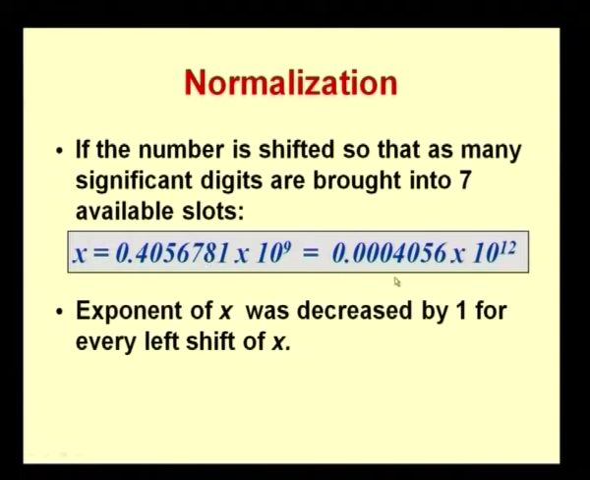That is, you had 0.004056. So, for 1 left shift, this will become 10 to the power of 11. If you do 2 left shifts, it will become 10 to the power of 10. Since we did 3 left shifts here, it will become 10 to the power of 9. Okay. So, this is how you would be representing the number.